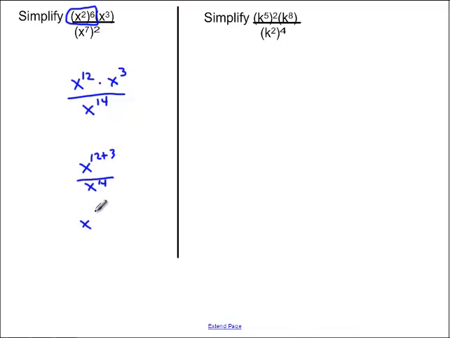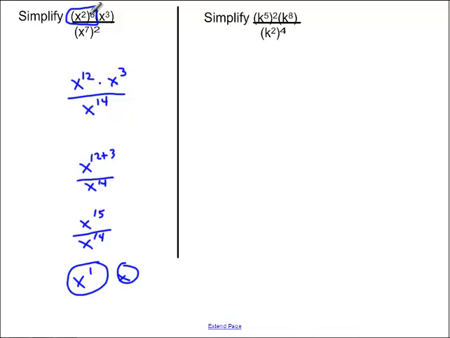This one would be x to the 15th power, 12 plus 3 is 15, and then over x to the 14th power. And now we're going to subtract these, and it'd be x to the 1st power, or simply x. Either answer would be correct, because they're the same answers. So there's our answer. Separate and conquer.